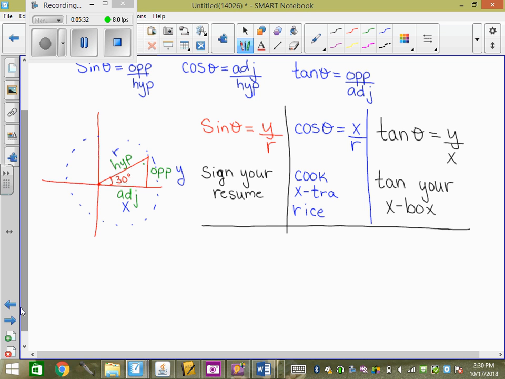So sine has a bestie. Its bestie is cosecant, CSC, spelled cosecant. Okay? Sine has a bestie, cosecant. It's its reciprocal trig identity. So what does that mean? Reciprocal means flips, correct? So sine is y over r, sine theta. So cosecant theta is r over y.